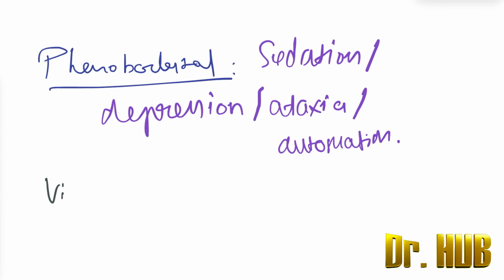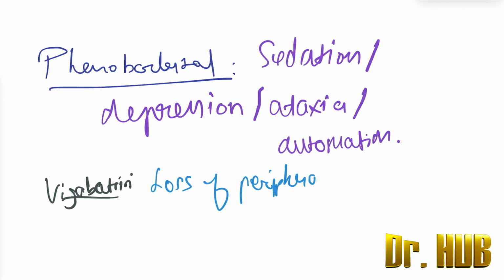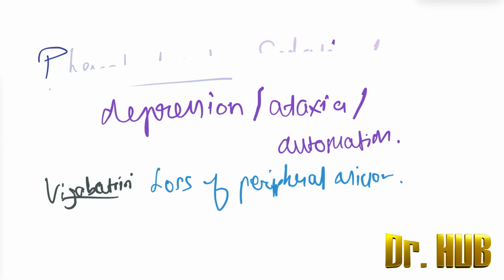Then we are going to look at something known as the vigabatrin. So vigabatrin, the adverse effect is loss of the peripheral vision. Then we look at the felbamate. So what happens in felbamate?